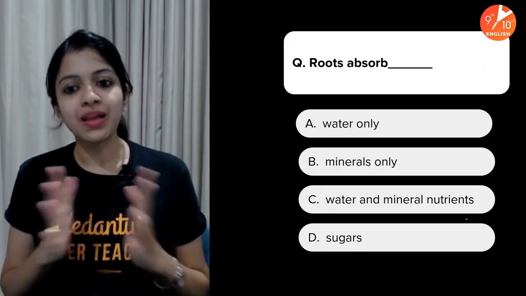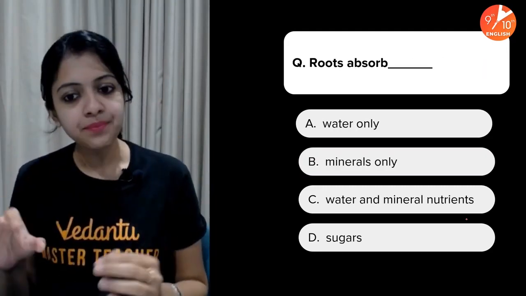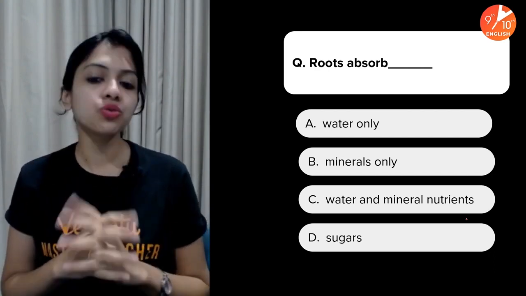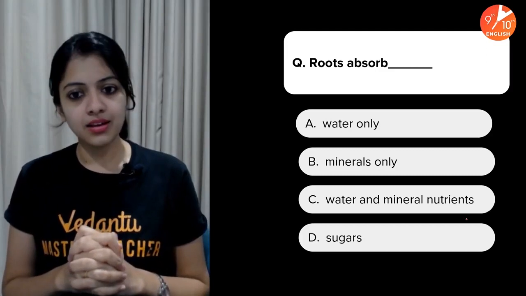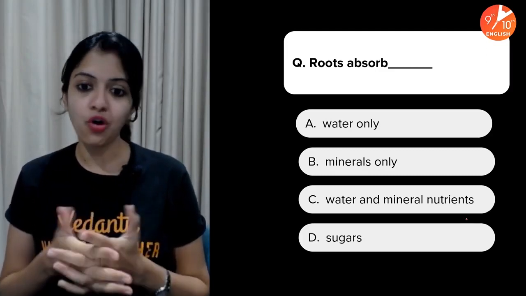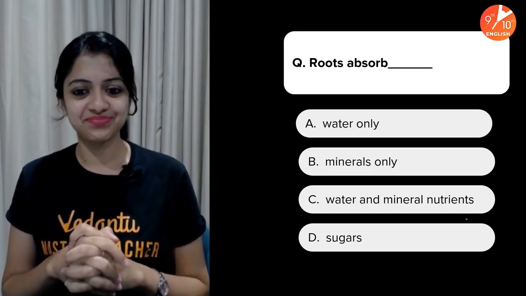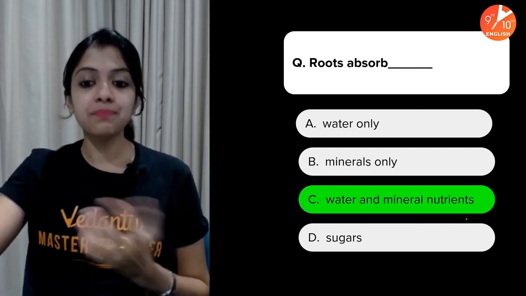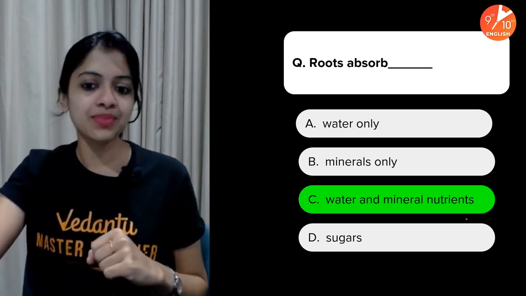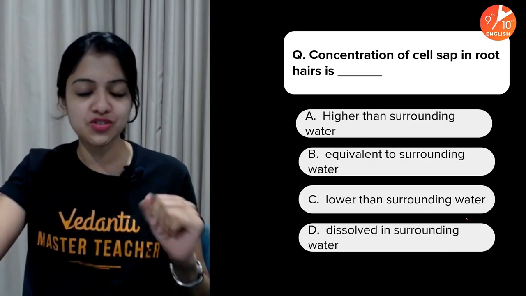Roots absorb dash. Water only, minerals only, water and mineral nutrients, sugars. Now I'll be able to judge if you have listened to me today or if you have not. And your time is up. Of course, it's going to be water and mineral nutrients. Remember, xylem plays a major role in this transport.